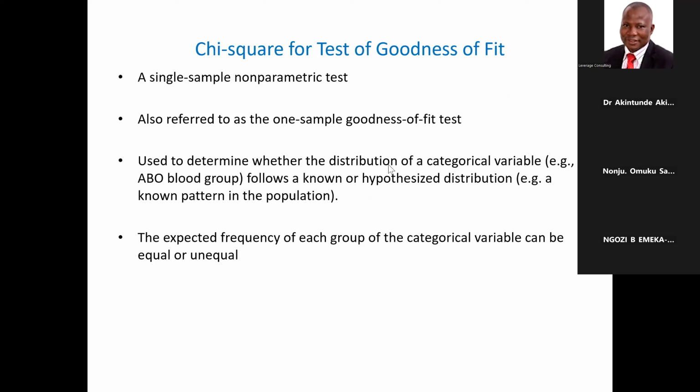So you want to know, for the people that donated blood at this facility and whose blood group has been determined, whether their blood group percentages are the same for each category as what operates in the community. In that situation, it's easy. You calculate your own percentage in the facility.